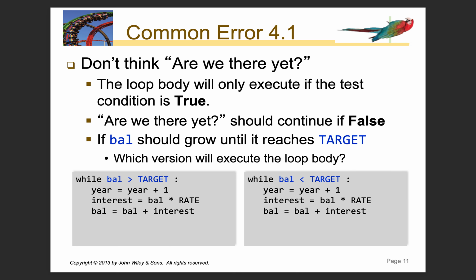So if the balance should grow until it reaches the target, which version do you want to use? Do you want to use this version here on the left, or this version here on the right? Pause the video, have a little think, maybe run it through with the test example by hand. Which one of these do you want to use, remembering that you want your balance to grow until it reaches the target?